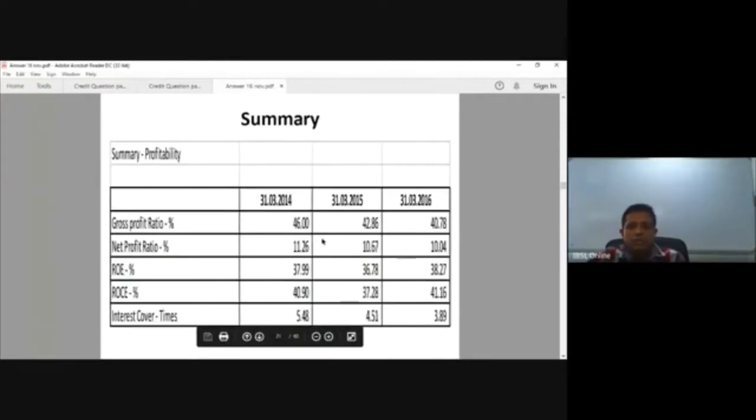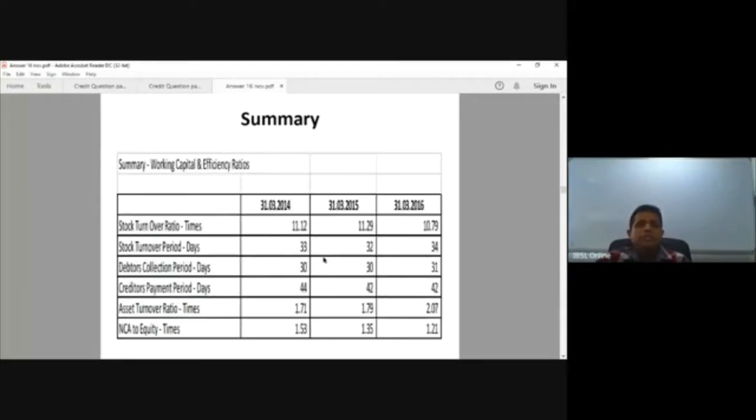Now we will summarize all the ratios that we have calculated. Starting from the profitability ratios, we have calculated 5 ratios, that is gross profit, net profit, ROE, ROCE, and interest cover. I propose you to have this summary in your exam also. After that summarization, you can do your interpretation also.